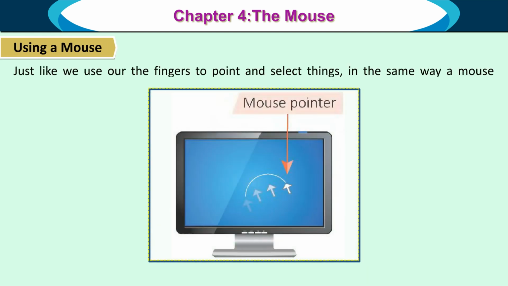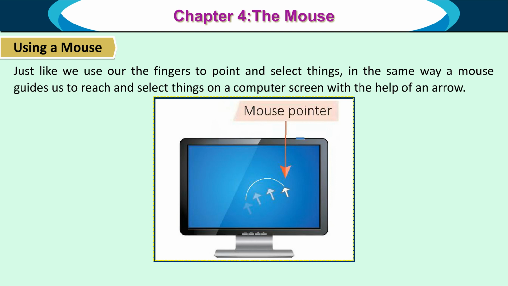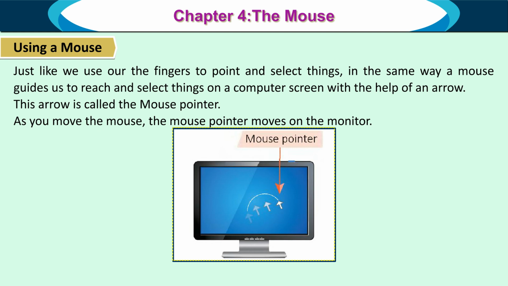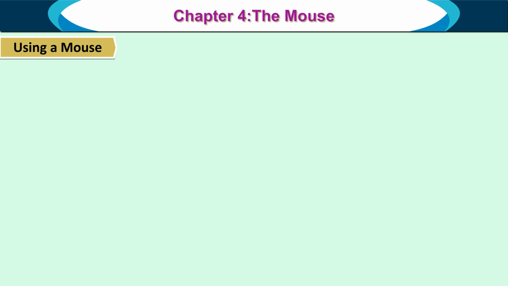Using a mouse. Just like we use our fingers to point and select things, in the same way, a mouse guides us to reach and select things on a computer screen with the help of an arrow. This arrow is called the mouse pointer. As you move the mouse, the pointer moves on the monitor. Let us learn how to use a mouse button in different ways to perform different functions.